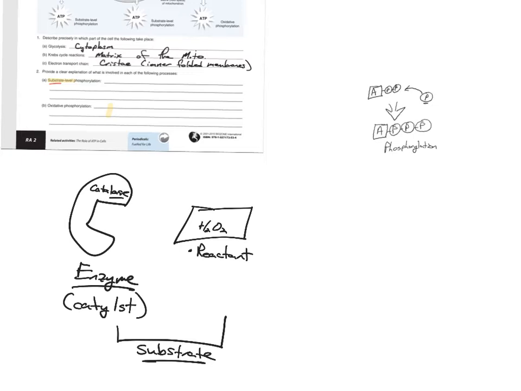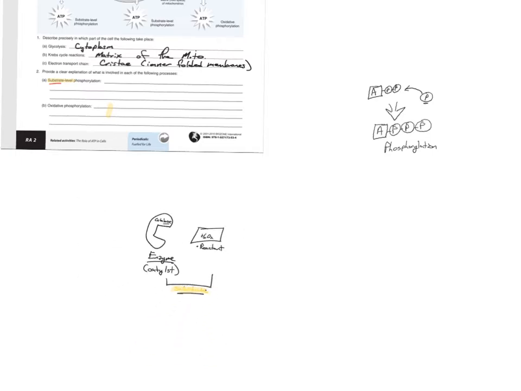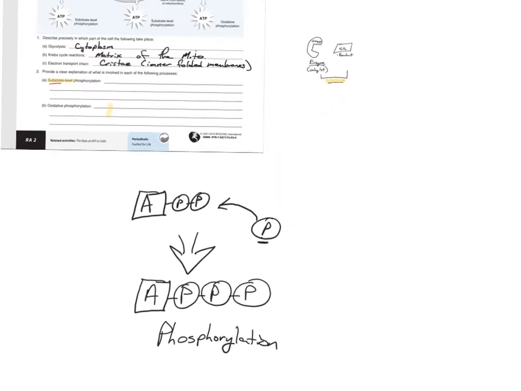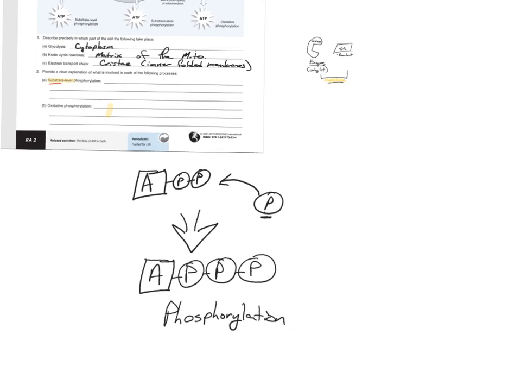Is that understood by everybody? I hope you understand that because it's important. Okay. So the substrate is indeed this thing that's being acted upon. All right. So what do you think we mean by substrate level phosphorylation?